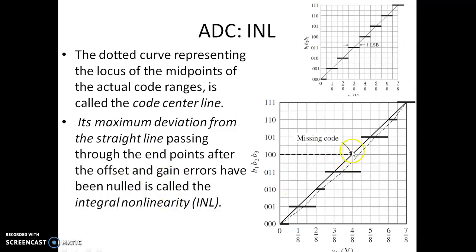So wherever we have a maximum deviation from the actual code center line to the ideal code center line, it is called as INL. So even in case of the DAC, we actually found out from that ideal line where exactly the actual output voltage is. Here also we are looking at the difference from the actual code center line to the ideal code center line.